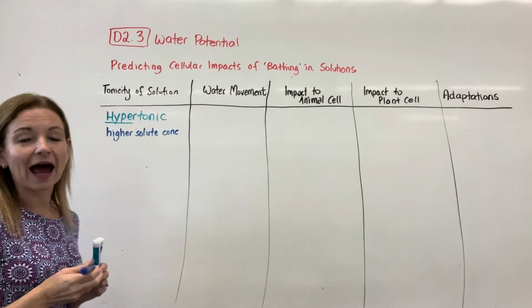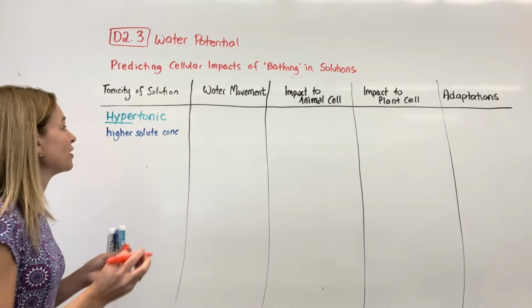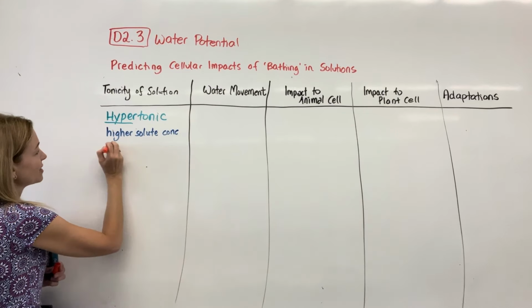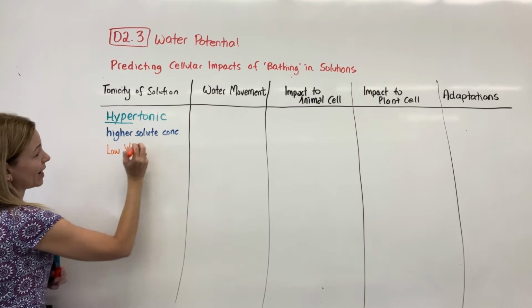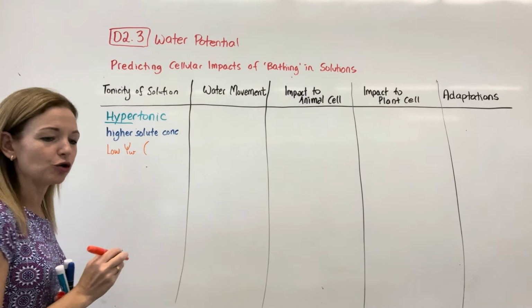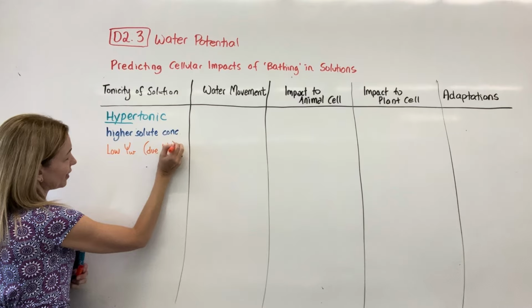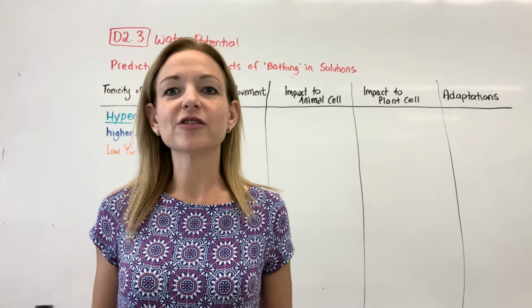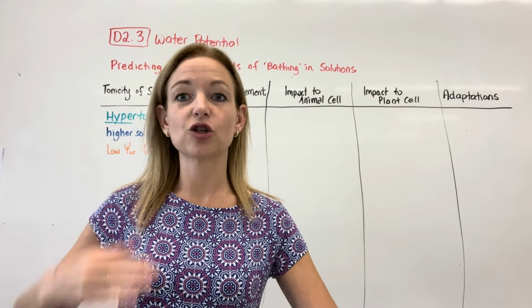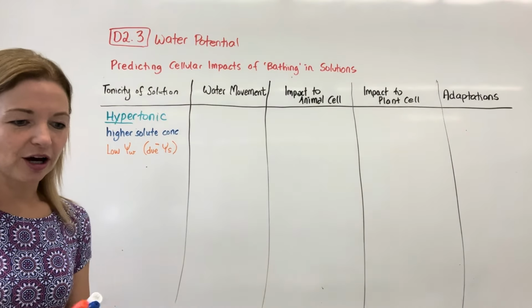And again, I'm just going to add to this. If we were talking about it at an HL level, we are therefore talking about a solution that has low water potential. And the reason why it has low water potential is due to the number of solutes or due to its very negative solute potential. So it has a very negative solute potential, which makes the water potential low or more negative as well. Okay, so that is what we are talking about.